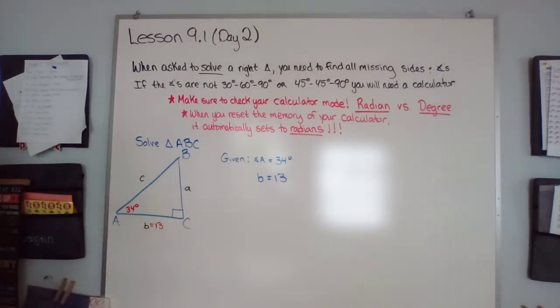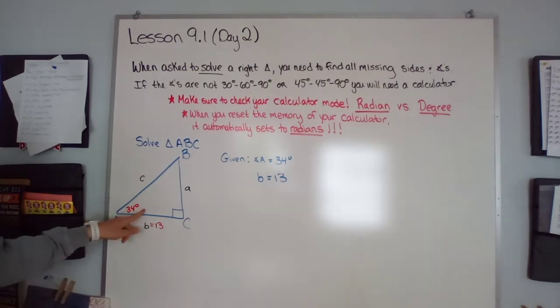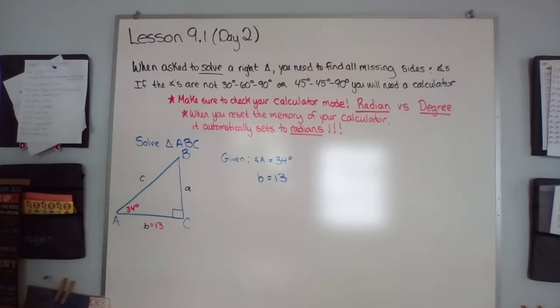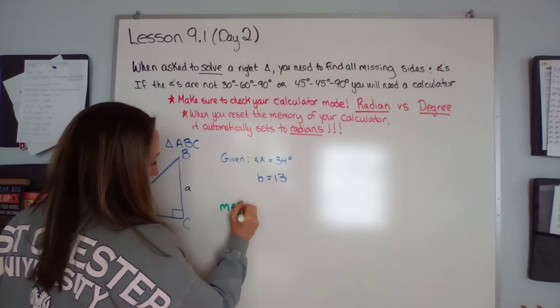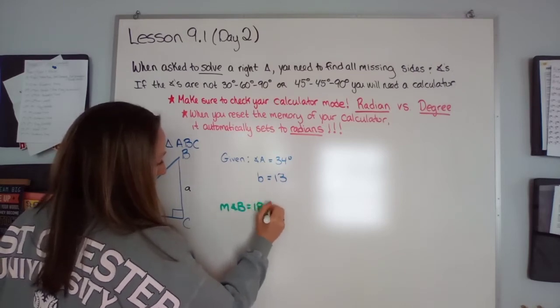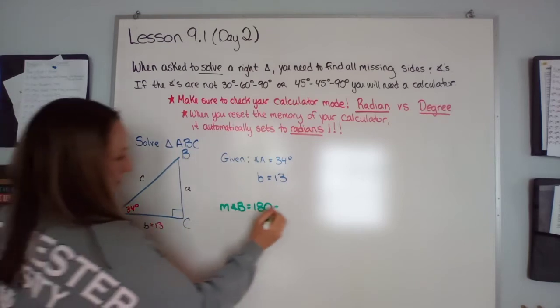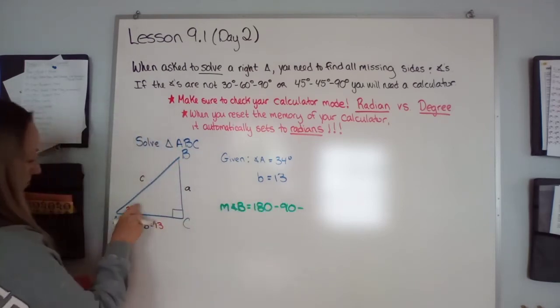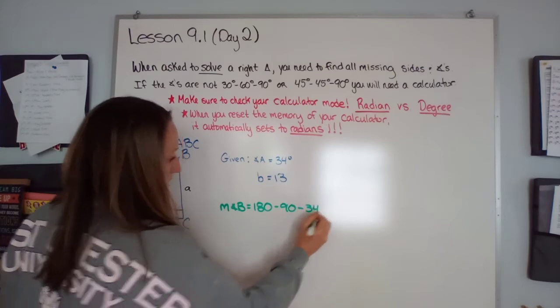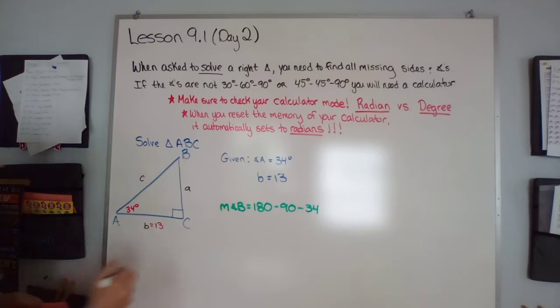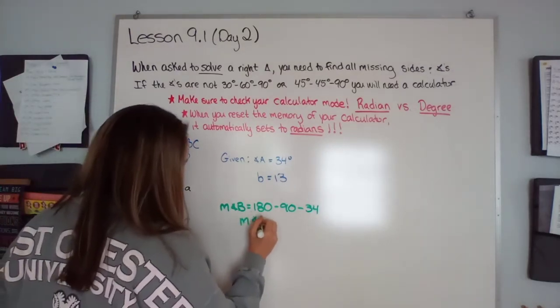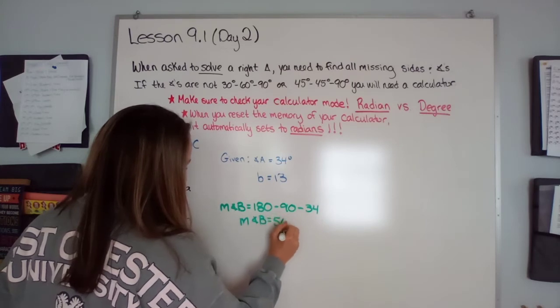So I have a right triangle. I know one of the angles. I can quickly find the missing measurement of the other angle by simply subtracting 34 and 90 from 180. So the measurement of angle B, that's the first thing I'll figure out because that's the fastest. The measurement of angle B is going to equal 180 minus the 90 minus the 34, because I know the three angles of a triangle always have to add up to 180 degrees. And that'll give you a measure of 56 degrees. So the measurement of angle B is equal to 56 degrees.